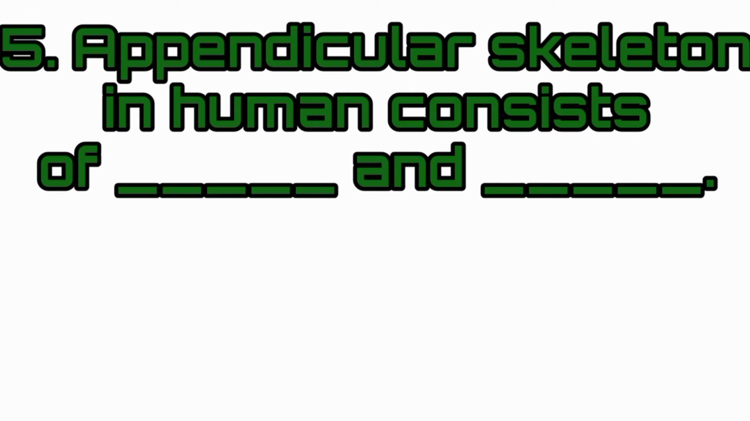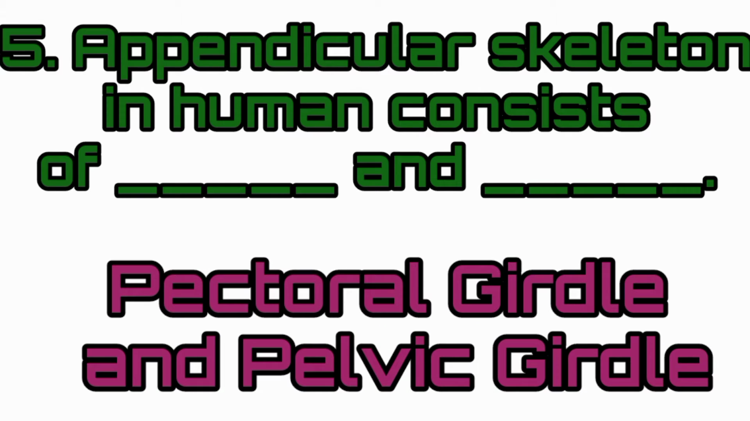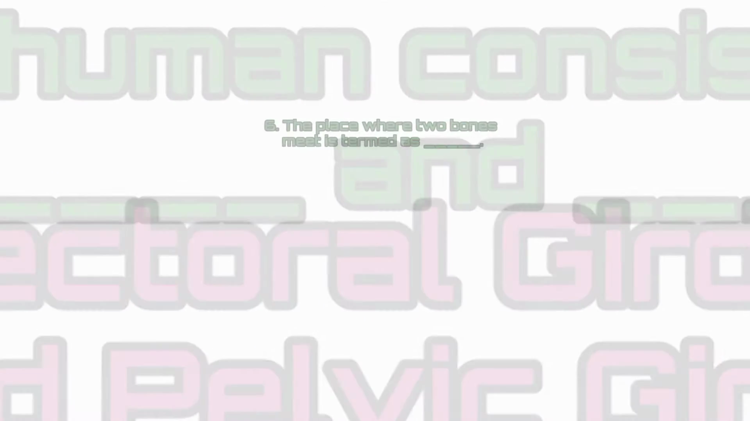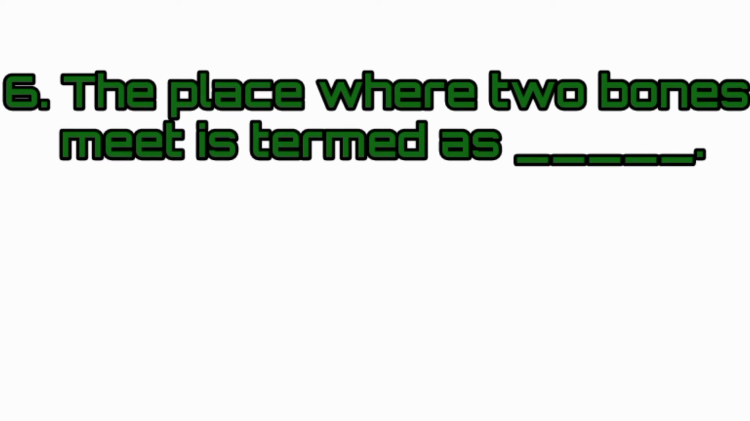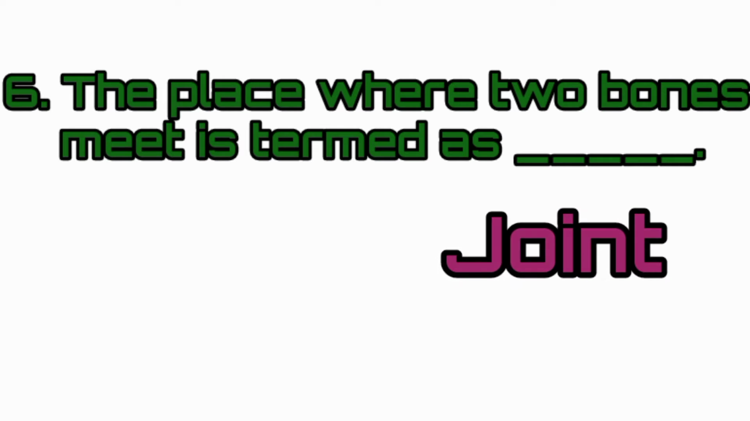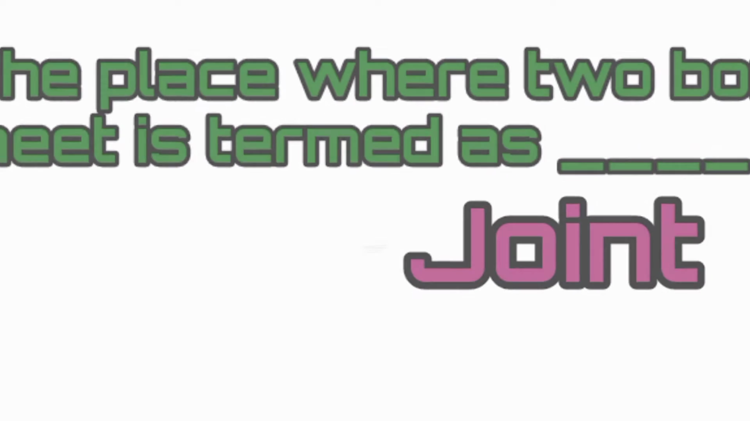Appendicular skeleton in human consists of dash and dash. Answer: pectoral girdle and pelvic girdle. Appendicular skeleton in human consists of pectoral girdle and pelvic girdle. The place where two bones meet is termed as dash. Answer: joint. The place where two bones meet is termed as joint.